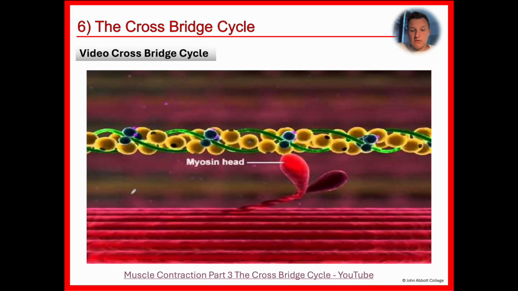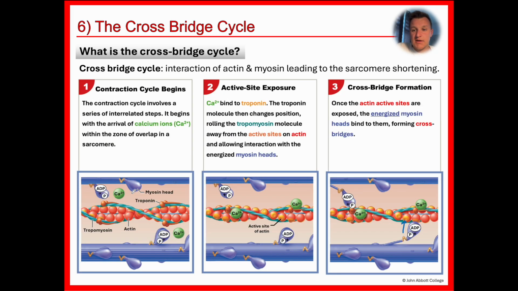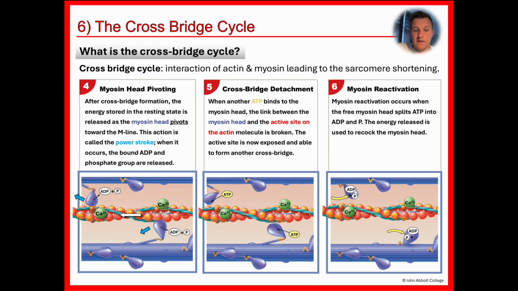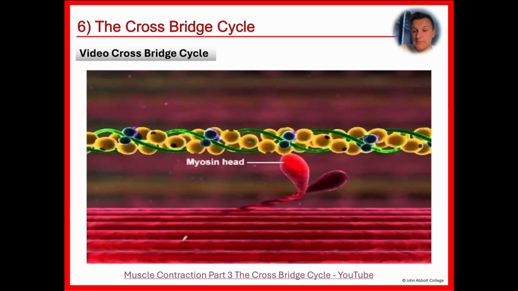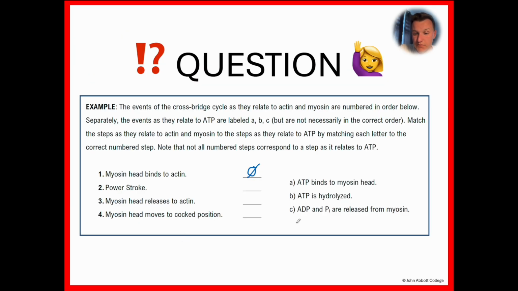The power stroke, remember what power stroke means? It means that when the myosin head actually pivots, called the power stroke, it's actually moving the myosin head, and you see here what's exiting out is ADP and phosphate. So you have the exiting from the myosin head of ADP and phosphate. That's what caused the power stroke. So ADP and phosphate are released from the myosin. I believe this would be C over here, right?